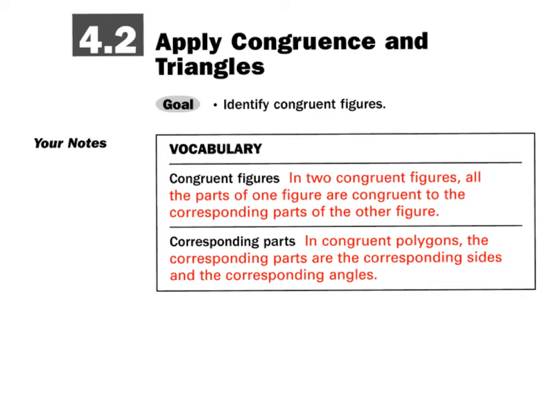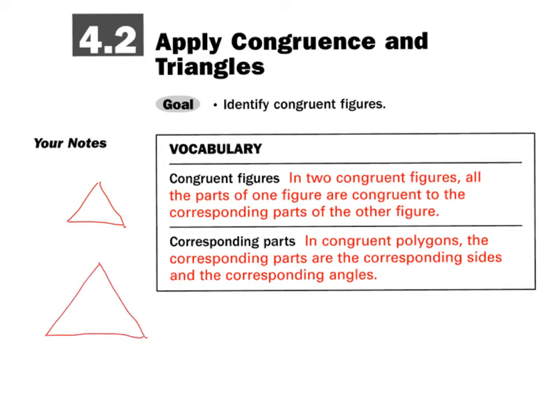In this video, we're going to learn how to identify congruent figures. In two congruent figures, all the parts of one figure are congruent to the corresponding parts of the other figure. So take triangles, for example. All the sides have to be congruent to their corresponding sides, and all the angles have to be congruent to their corresponding angles.